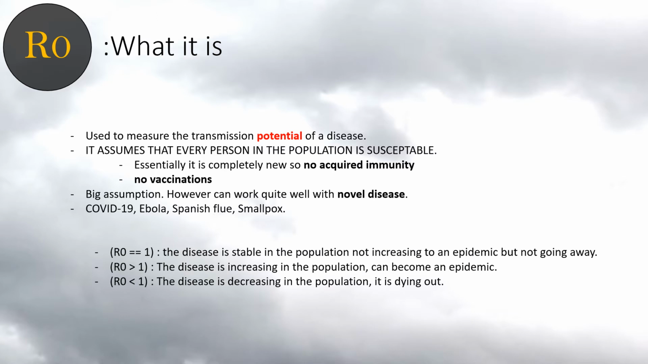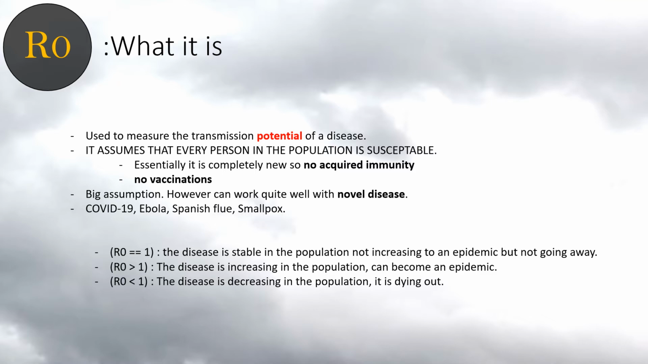R0, if it equals 1, then the disease is stable in the population. It's not increasing to an epidemic, but it's not going away. It's what you call endemic. If it's greater than 1, so R0 greater than 1, the disease is increasing in the population. It can become an epidemic if it carries on.